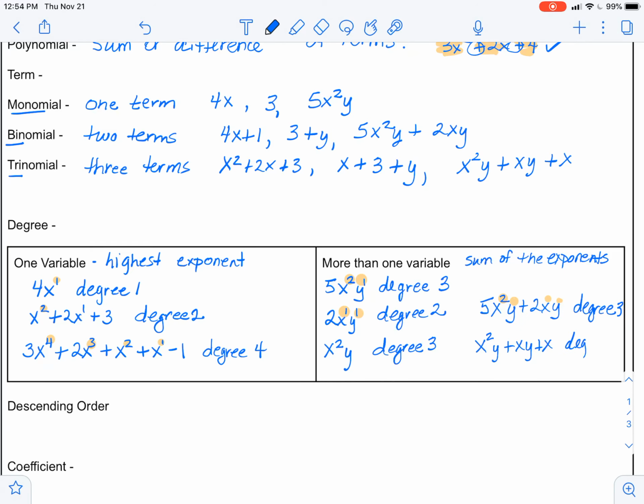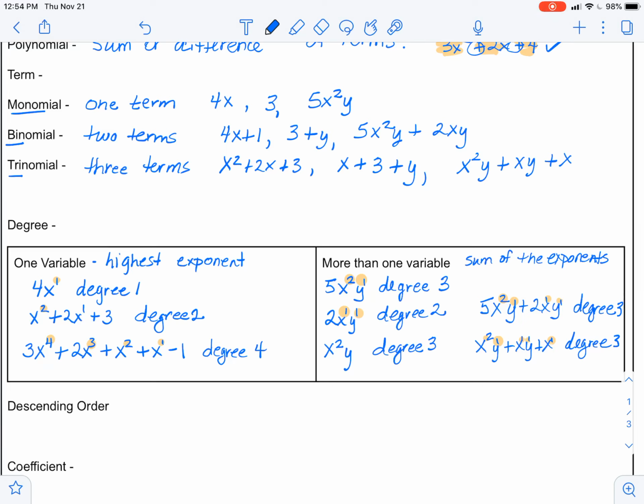This one, again, I'm going to look at, this is 2 and 1, that's 3. That's 1 and 1, that is 2. And then this would just have an understood 1 there. So this is also a degree 3, okay? And I can go back in and put those numbers if that helps you out. Okay? So, again, there are two different ways in which we find the degree. So be sure you know the difference there.